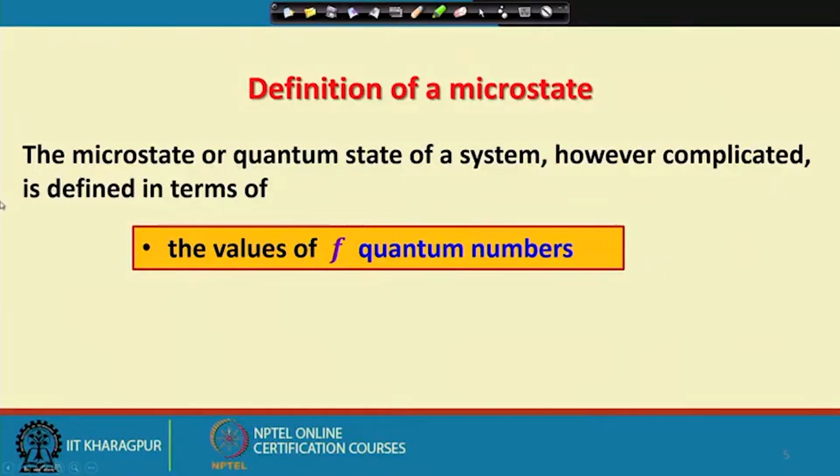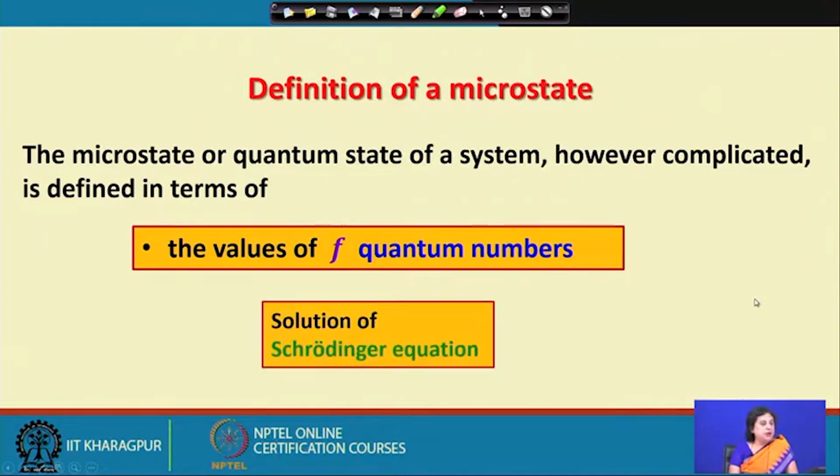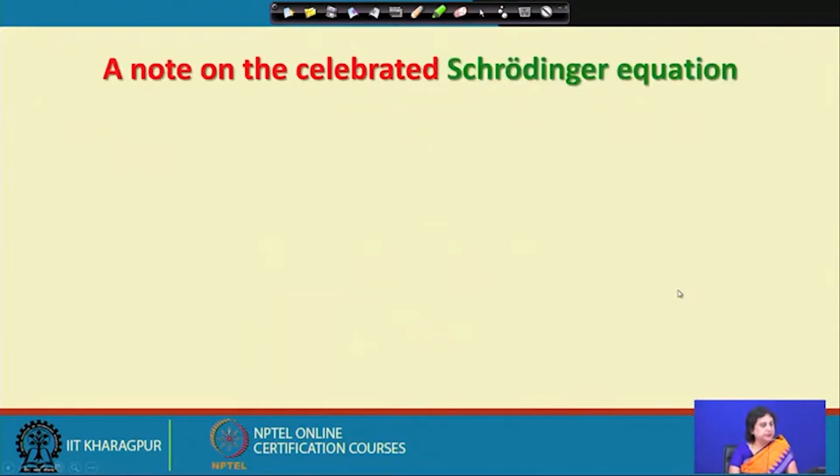We would say the microstate or a quantum state of a system, does not matter however complicated it is, can always be defined in terms of f quantum numbers, and these f quantum numbers obviously will ask me the question, where do I get them from? Obviously, you would get it from the solution of the Schrodinger equation, and these quantum numbers tell us how many solutions are possible which will obey the Schrodinger equation.